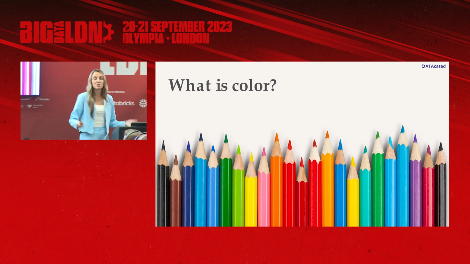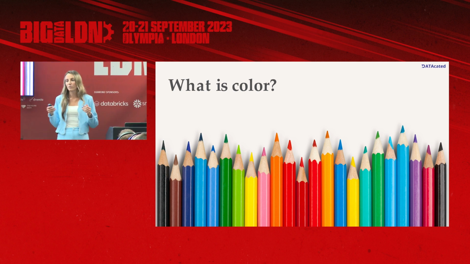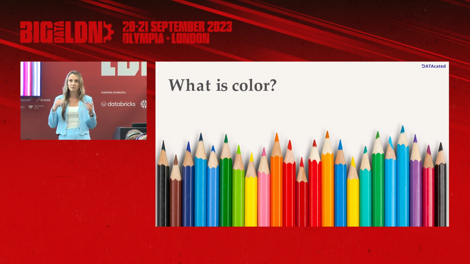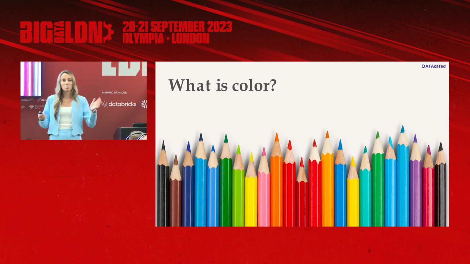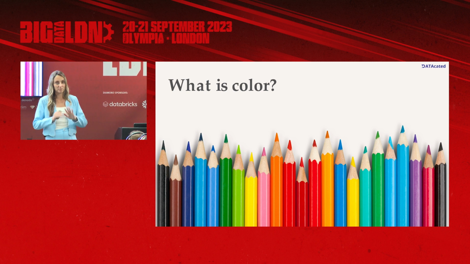So color is essentially a visual encoding. It's a way for us to highlight, show patterns, show trends in our data visualizations. And by the way, white, black, and gray are also colors, and they're very helpful in data visualization.